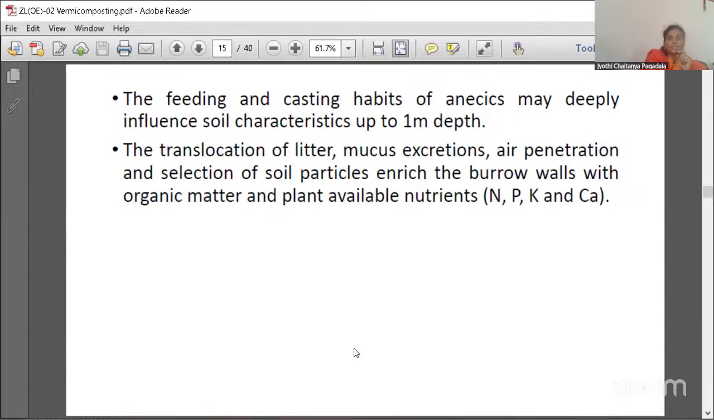The translocation of litter and mucus excretions, air penetration, and selection of soil particles enrich the burrow walls with organic material and plant available nutrients like nitrogen, phosphorus, potassium, and calcium.